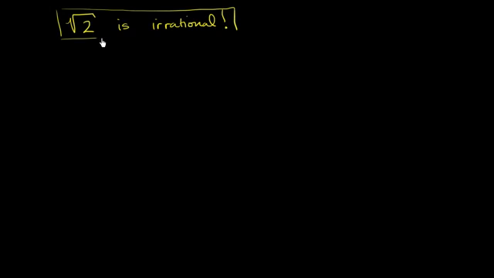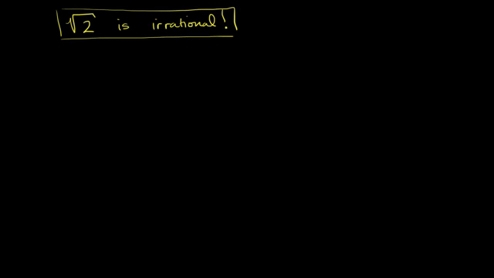What I want to do in this video is prove to you that the square root of 2 is irrational. And I'm going to do this through a proof by contradiction. The proof by contradiction is set up by assuming the opposite. So this is our goal, but for the sake of our proof, let's assume the opposite. Let's assume that the square root of 2 is rational.